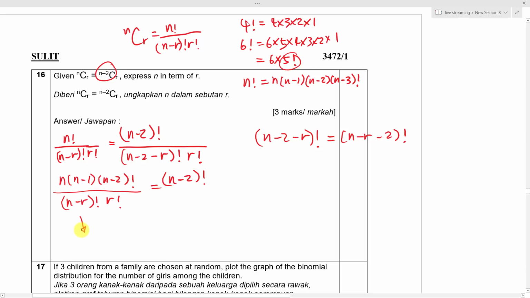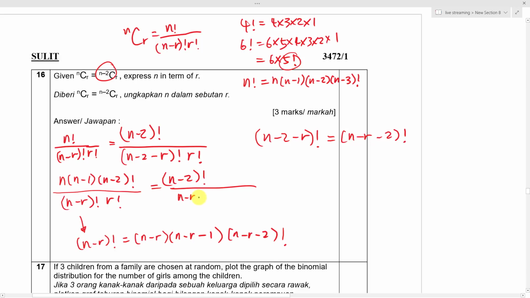Because if I want to expand this n minus r term, the first one is n minus r first, and next one will be n minus r minus 1, isn't it? The next one will be n minus r minus 2, right? And then I can stop there. So this is what happened for this term.